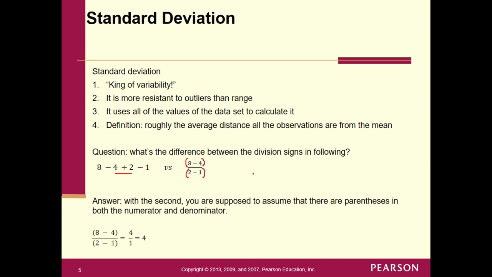So our answer actually turns out to be 4, because you would do the 8 minus 4 first, which is 4, 2 minus 1, 1, and then you go ahead and divide, and you get 4, right? By the way, you would not get 4 for this up here. So I just wanted to point that out to you before we got to the formula.